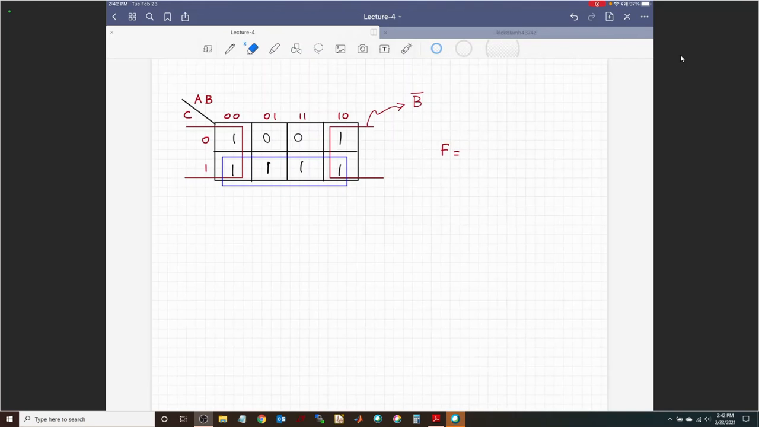And for the other group of 4 ones, A is changing, B is changing. The only thing that is remaining the same is C, and in this case, C is 1. So that would give me C. So my function is B complement or C.